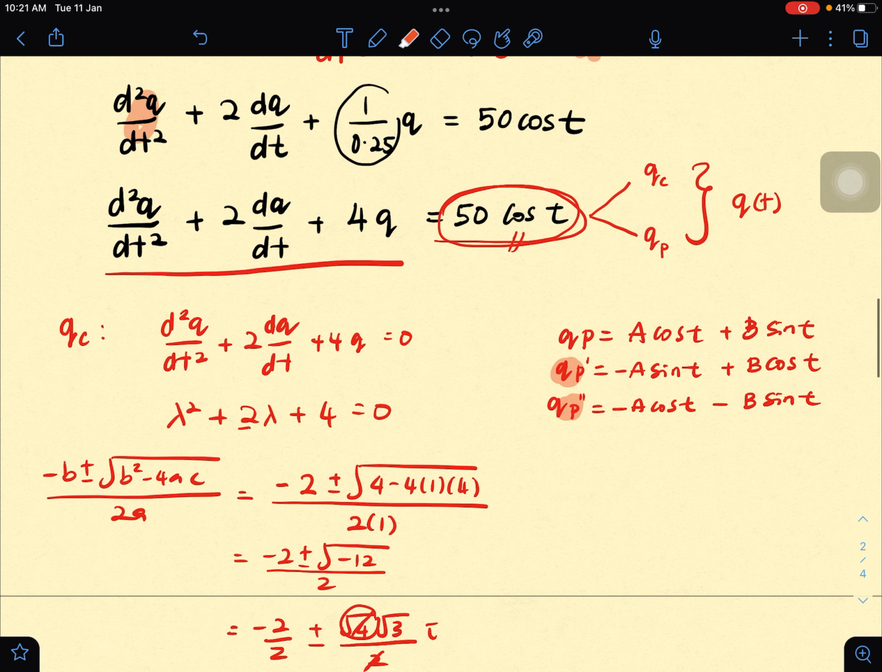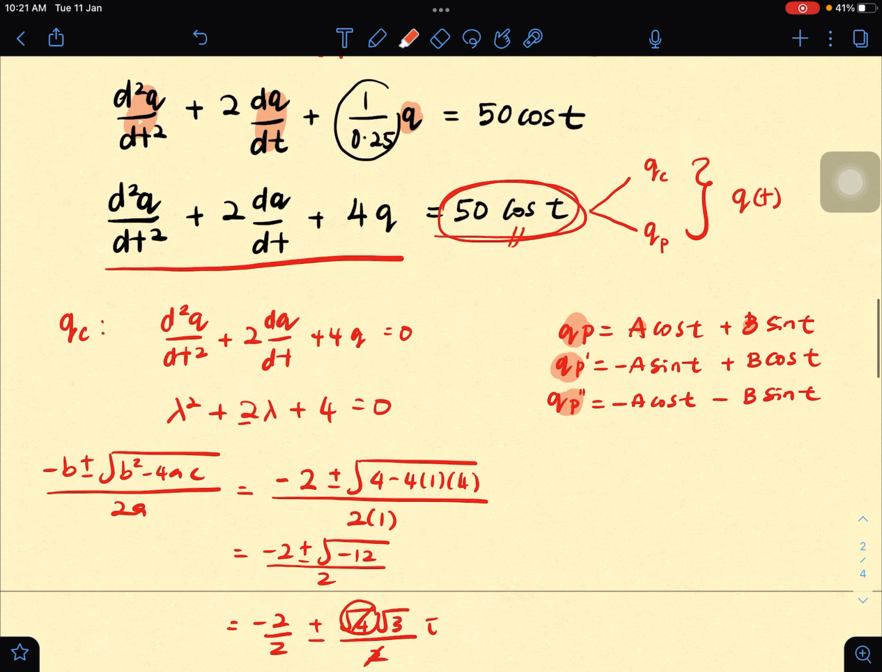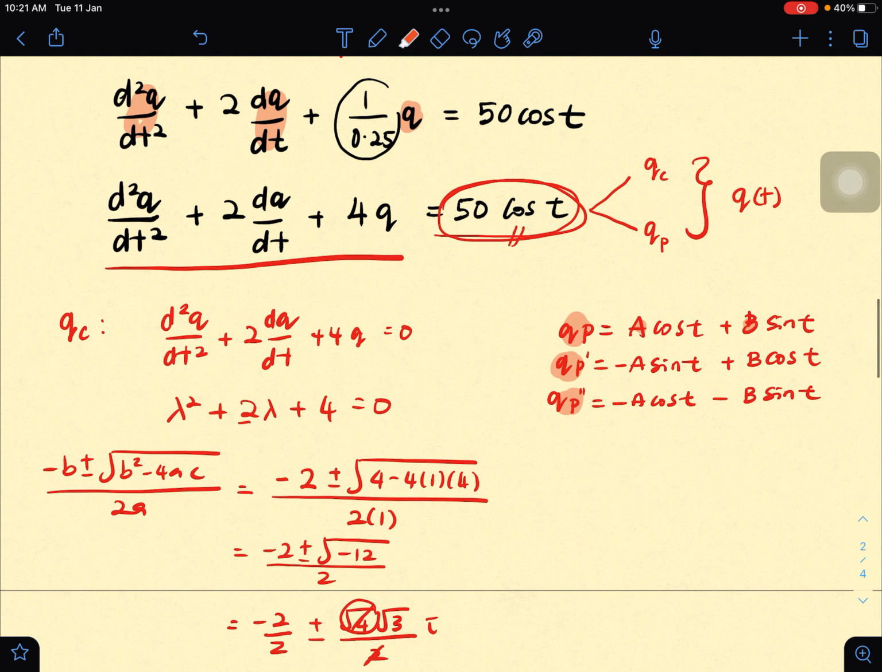Yang single prime, ganti dekat single prime. Yang Q, ganti dekat Q. Kita akan cari apa dia nilai A dan B. Okay, so kita gantikan QP double prime ni ke dalam equation. Awak akan dapat negative A cos T minus B sin T.